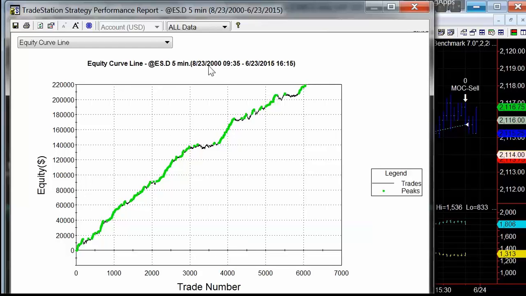So notice the start date, and each green dot is a new equity high. So the system has made new equity highs through all sorts of markets.